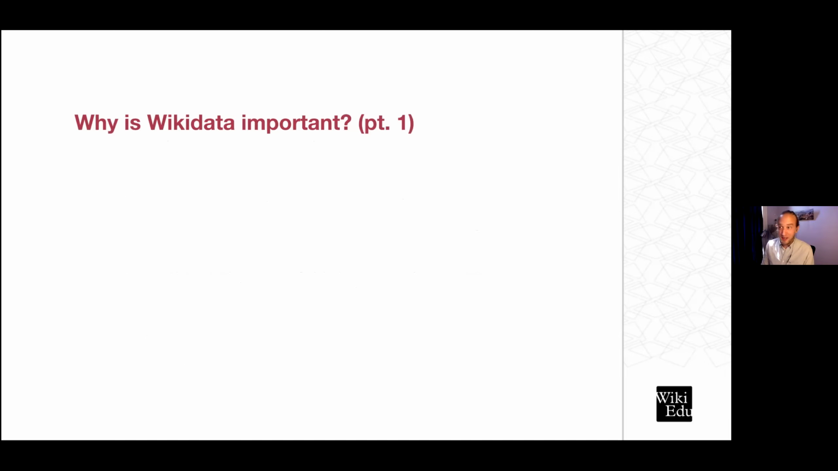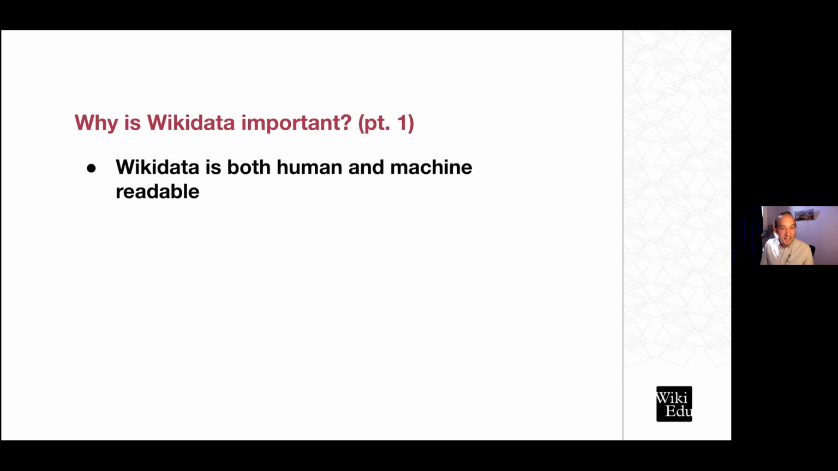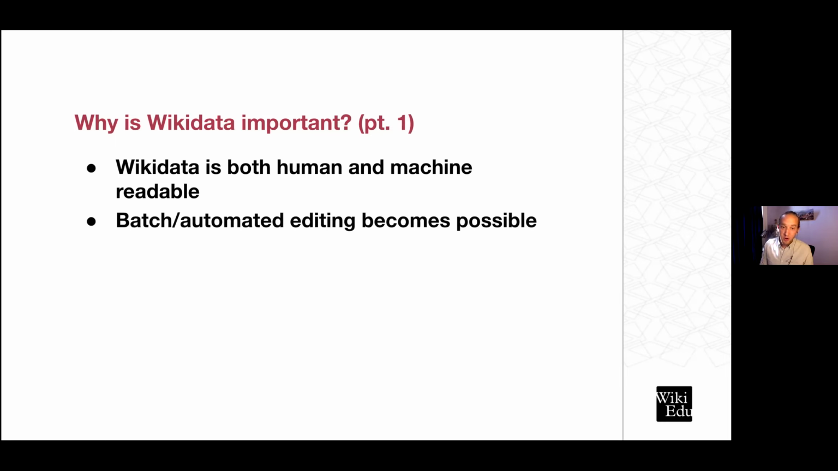So why is Wikidata important? Wikidata is both human and machine readable. And this means that we can read it as people, but machines can also manipulate and edit it very quickly, which makes batch or automated editing possible. So instead of editing things one little bit at a time, you can do it on the scale of tens or hundreds of thousands of things at once.